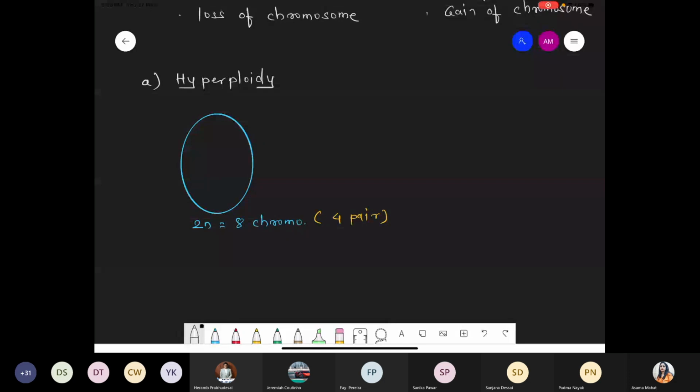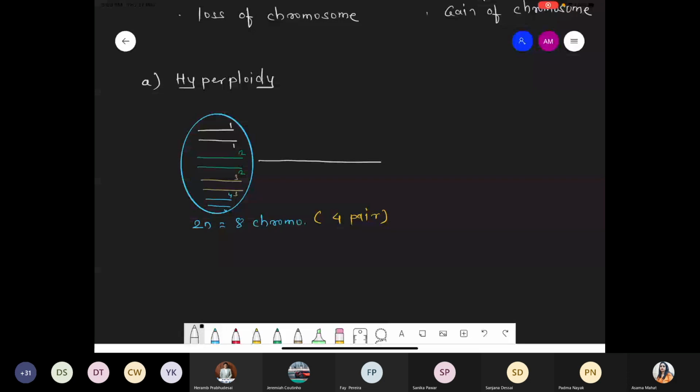Suppose we simply draw the chromosomes. These are chromosome number 1, so 1, 1. Suppose these are chromosome number 2, so 2, 2. Suppose these are chromosome number 3, so 3, 3. And suppose these are chromosome number 4, that is 4, 4. So these are the total 4 chromosome pairs. Always pair in pair, meaning 4 pairs actually.